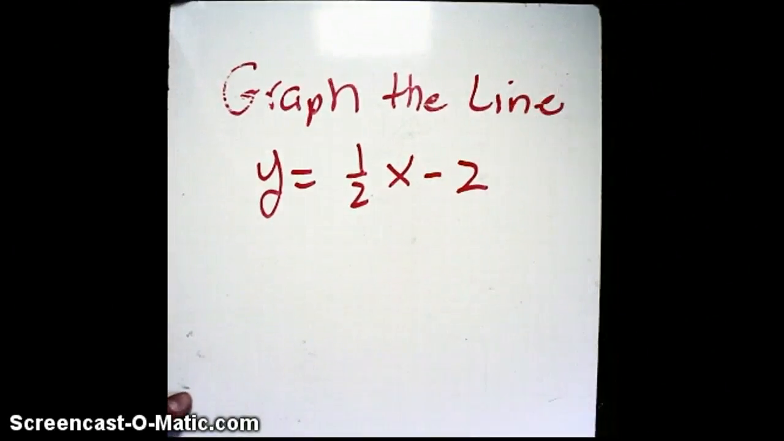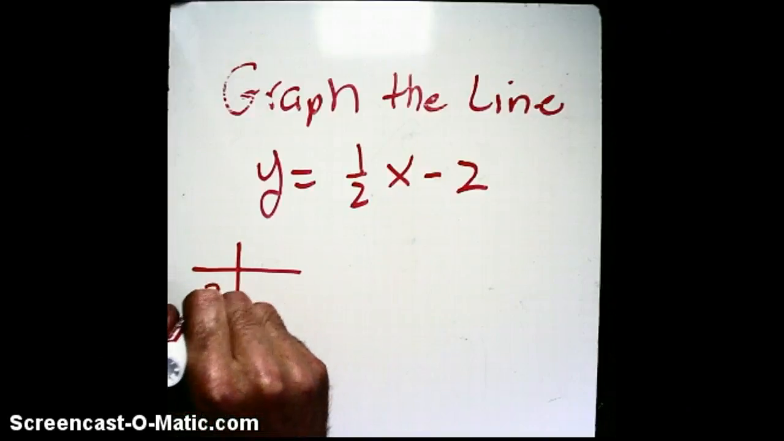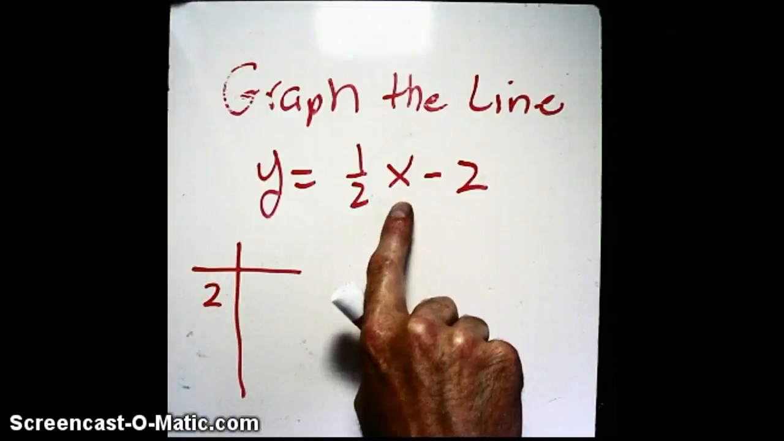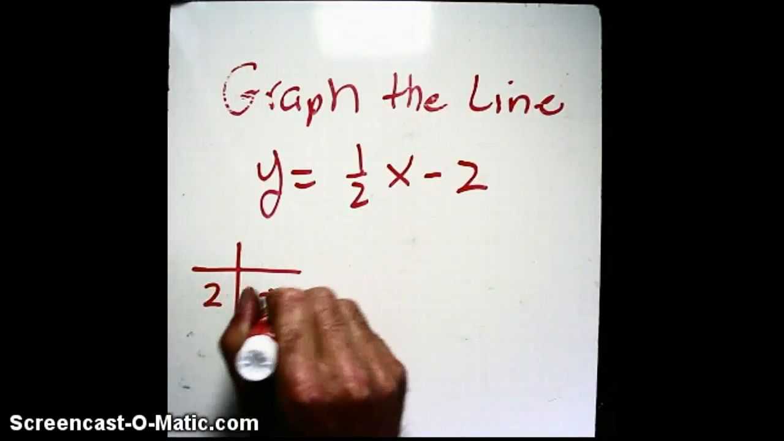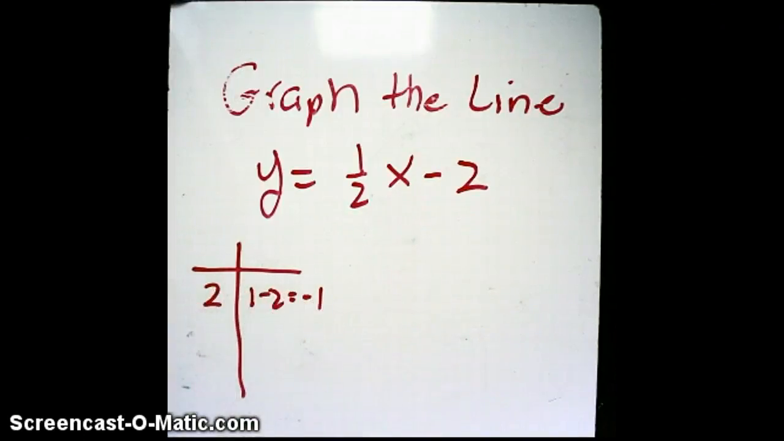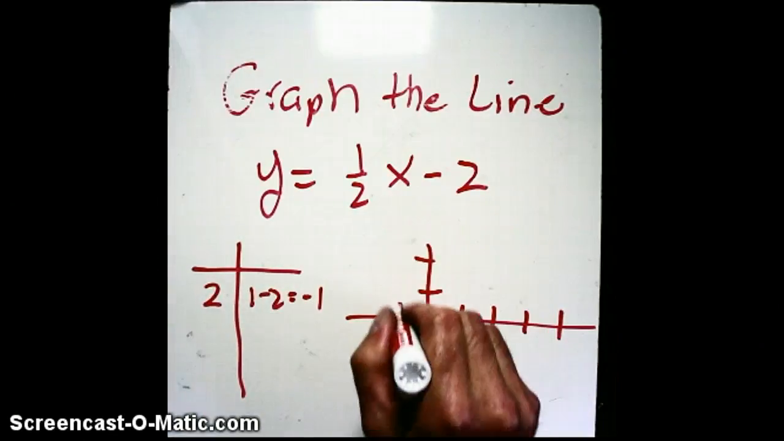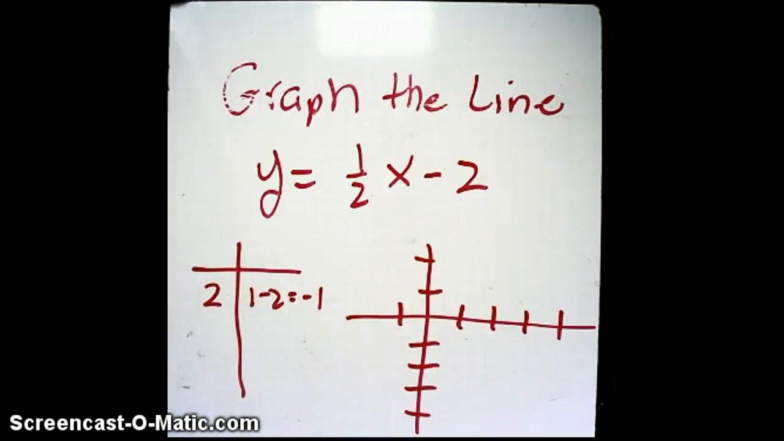Now, I want you to graph this line. Well, let's see, graph the line. We could plug in some numbers. I'm going to use 2. If I plug in 2, I get 1/2 times 2, which is 1, minus 2. 1 minus 2 is -1. Okay, I could graph that. Here's my plane: 1, 2, 3, 4, and 1, 2, 3, 4. And the point 2, -1 is right here.